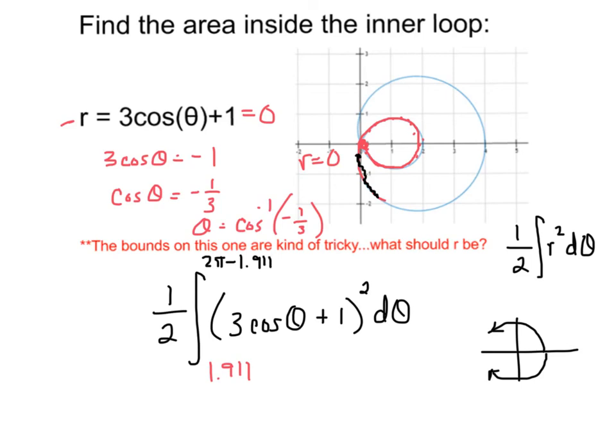And again, I would absolutely graph that. Go to your calculator, graph it, and what you'll see is that those bounds, 1.911 and 2 pi minus 1.911, just trace that inner loop. And then you put that into FnInt on your calculator, and you've got it.